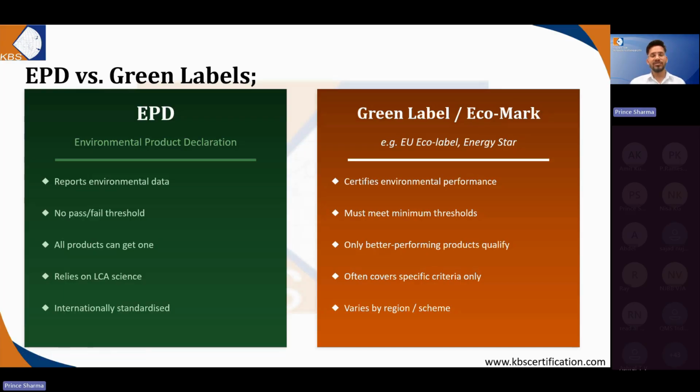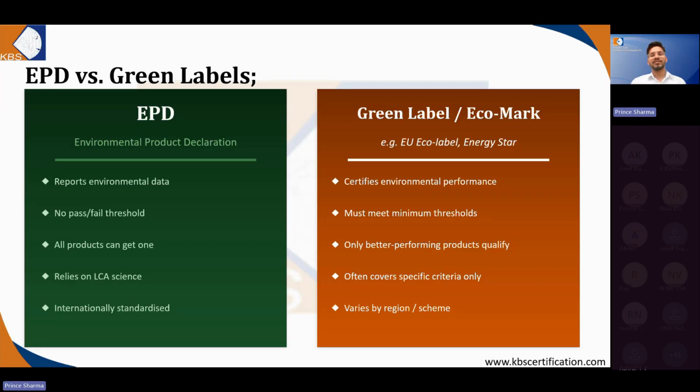EPD does not tell any manufacturer that your product passed or failed, but green labels always do that. Green labels always have some minimum criteria or threshold for their product. So if there is some cement product, a green label can say that if there is 40% recycled material, then you can enroll or register for the certification. But EPD does not say that. EPD can be done by anybody, and all products can get one.